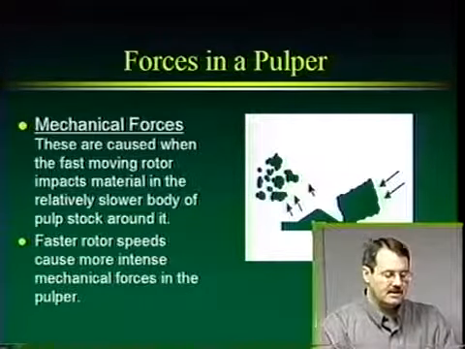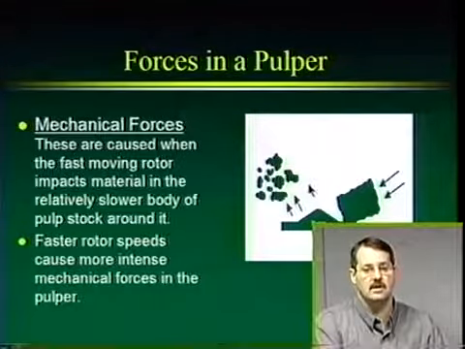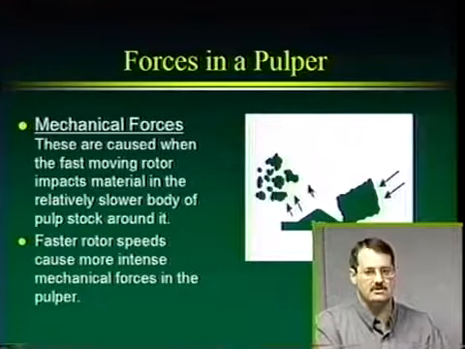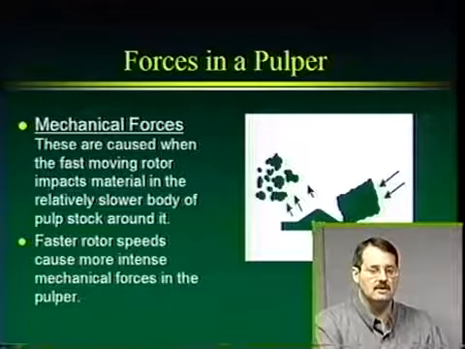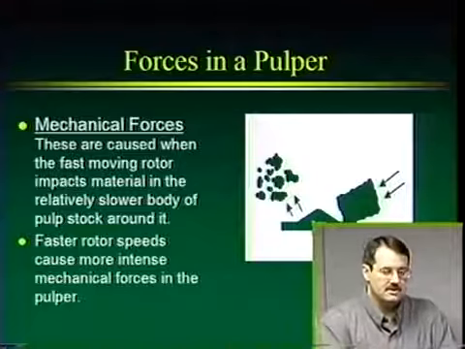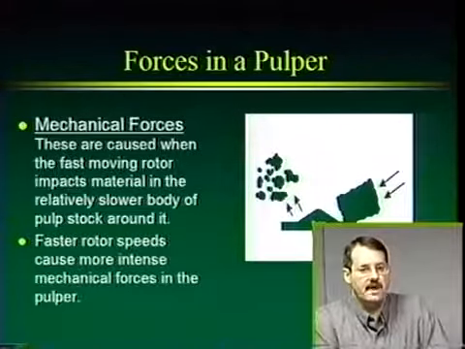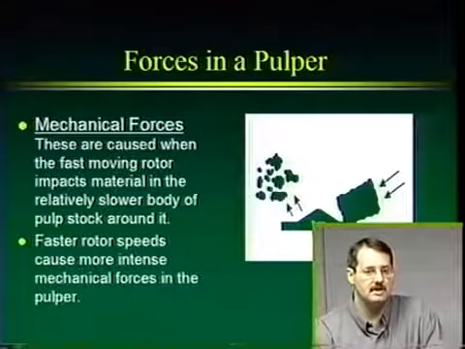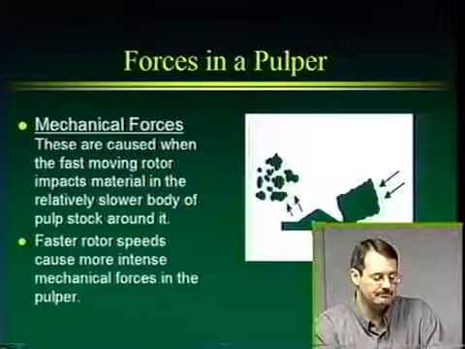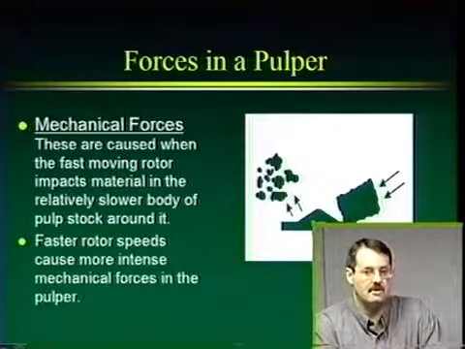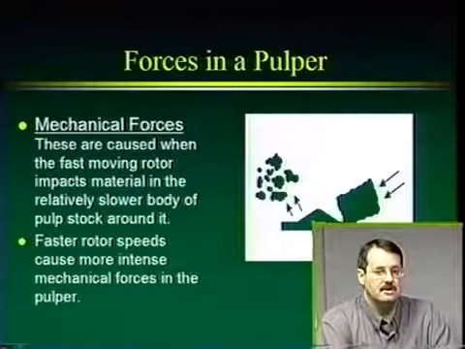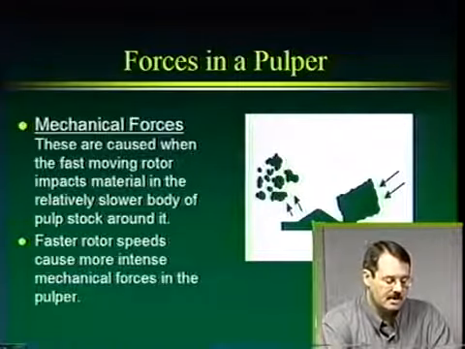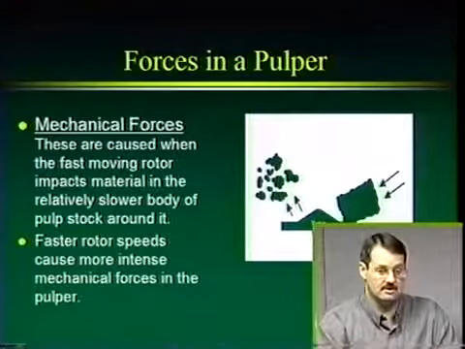Okay. Now, the next thing I want to talk to you about is the general forces that occur in the pulper. These different forces have different effects on the paper and fibers, so it's important that we go over them. Mechanical forces are the first force that you'll come across. These are caused when that fast-moving, spinning rotor actually impacts the paper that we're trying to break up, and those mechanical forces will defiberize. Obviously, faster rotor speeds cause more intense mechanical forces in the pulper. Depending on your conditions, if overdone, these can damage fibers, but they are very effective in low consistency pulping to defiberize.